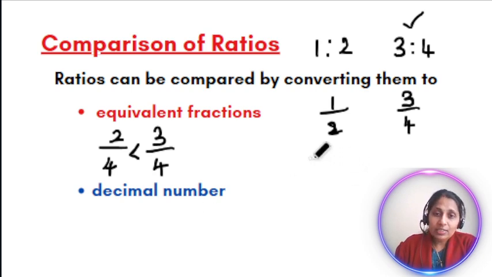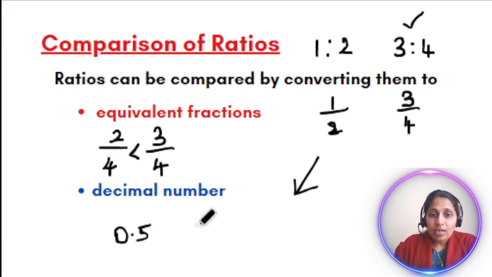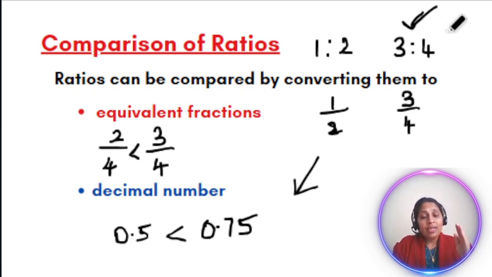Or otherwise get the decimal values: 0.5 and 0.75. Obviously 0.75 is bigger, so the 3:4 ratio is bigger. So by converting the ratios to equivalent fraction form or decimal form, you can compare the two ratios easily and quickly.